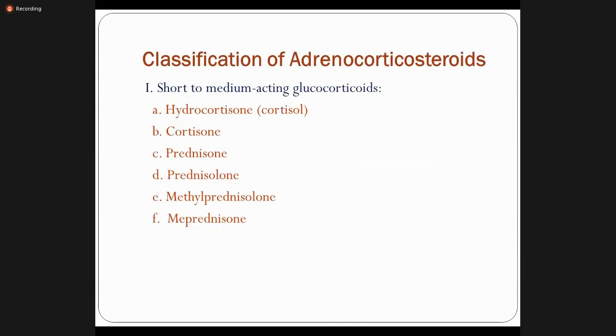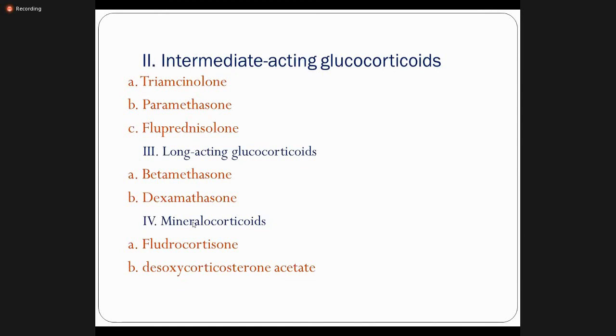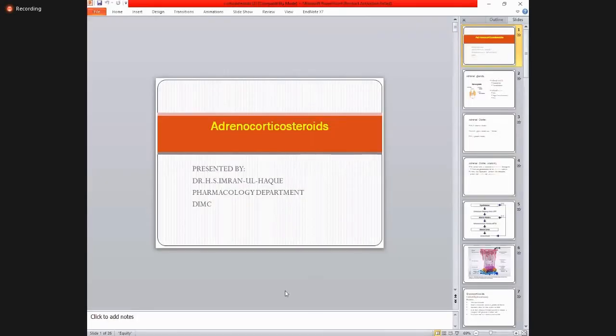Classification of adrenocorticosteroids: short to medium acting glucocorticoids are hydrocortisone, cortisone, prednisolone, methylprednisolone, and prednisone. So these are the examples of short to medium acting. Among intermediate acting glucocorticoids, we have triamcinolone, paramethasone, and fluprednisolone. Long-acting glucocorticoids are betamethasone and dexamethasone; these two are being used extensively. Mineralocorticoids are fludrocortisone and desoxycorticosterone acetate. So this is all about the adrenocorticosteroids.